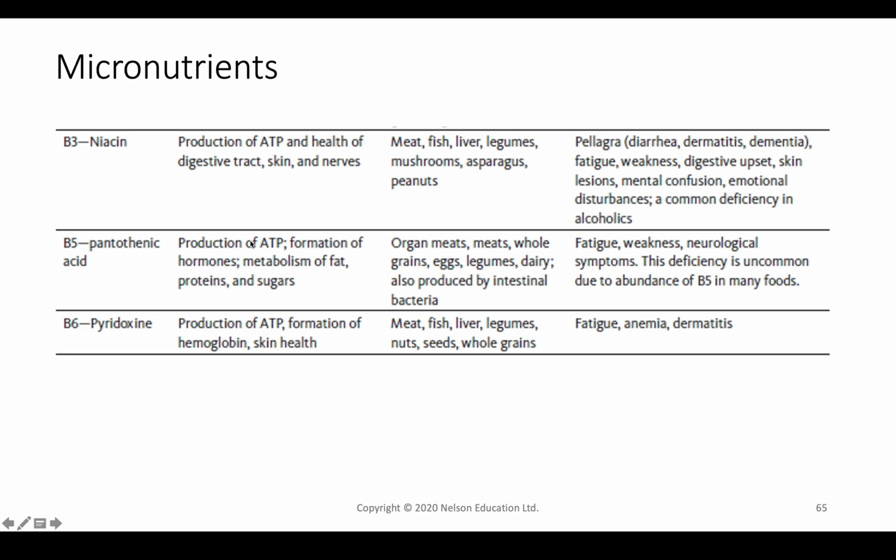B5 is also involved in production of ATP, again characterized by fatigue and weakness as well as neurological symptoms. However, this is a very uncommon symptom. This is usually found in extreme starvation conditions because B5 is found in almost everything that you eat. So as long as you are getting nutrition, you're probably getting enough B5.